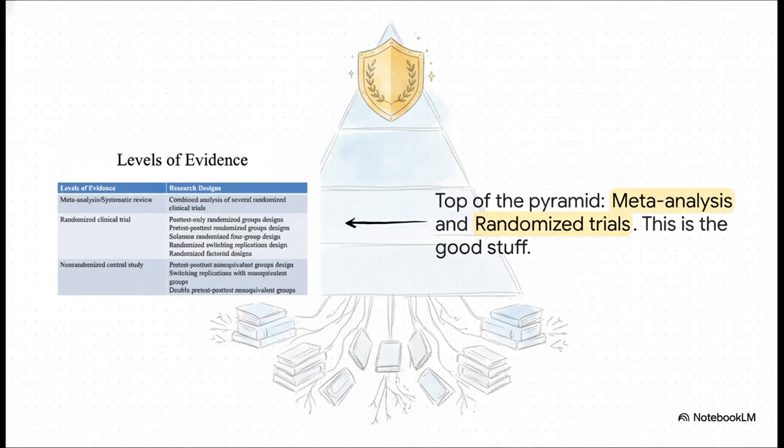Right at the tippy top of the pyramid, you have the absolute titans, a meta-analysis. That's where they take a bunch of other high-quality studies and combine all their data. It's the boss level of evidence. And just below that is our old friend, the randomized clinical trial, our perfect RCT experiment. If a study is one of these two, you need to take it seriously. This is the good stuff.